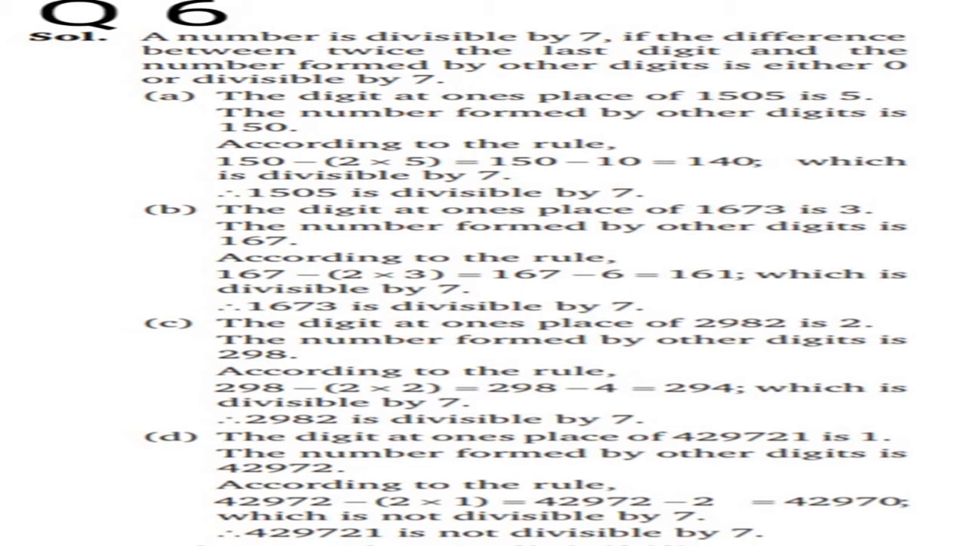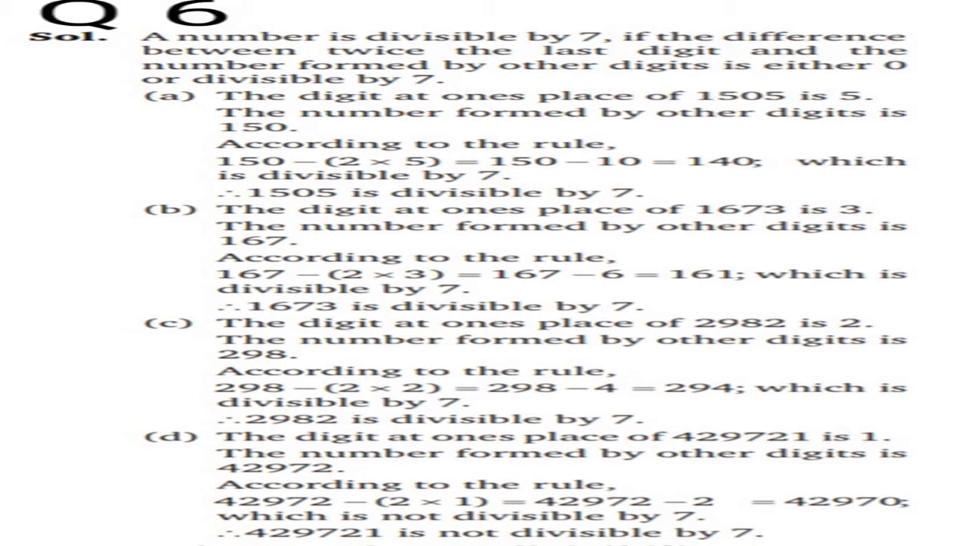So A part is our 1505. The digit at one's place of 1505 is 5. The number formed by other digits is 150. So according to the rule, 150 minus 2 multiply 5. So 150 minus 10 equal to 140. So 140 is divisible by 7. Therefore this number is divisible by 7.